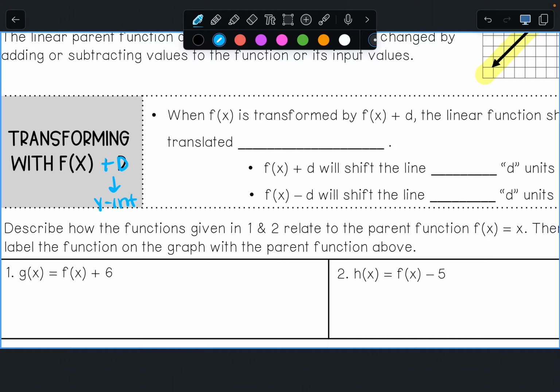If you're changing the y-intercept, what are you doing to the line? You're moving it in what direction? Right. If you're changing the y-intercept, you are moving it up and down. So that's what we're going to look at first. On y, you're moving it up and down.